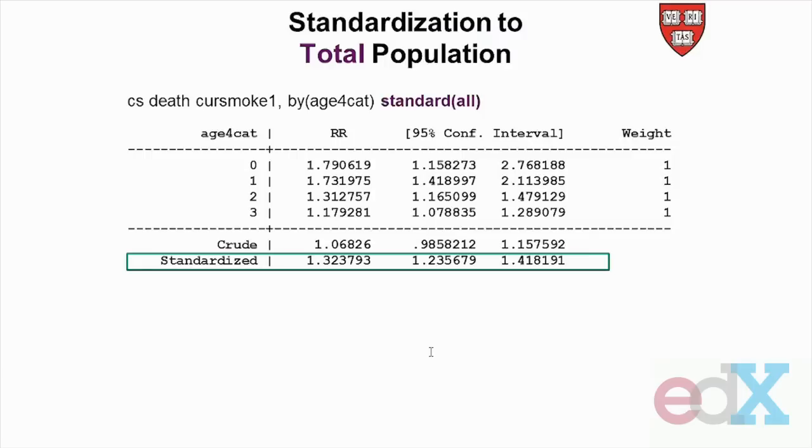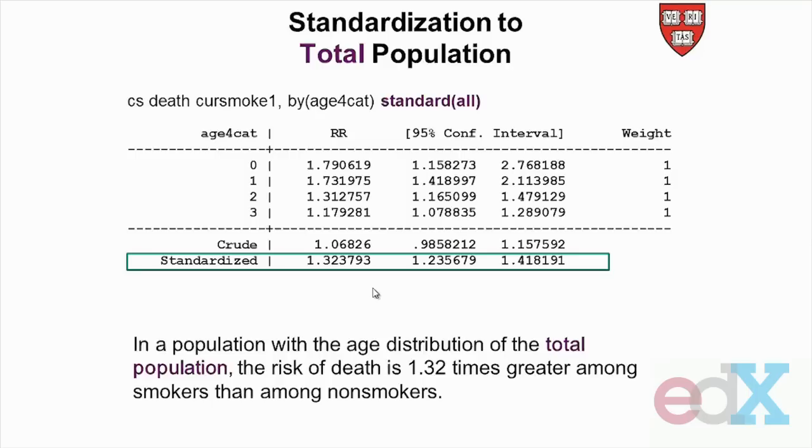Now what you can see here is that all people of all ages were weighted equally. Everybody got assigned a 1. And our crude estimate was the same as always, 1.07. But when we standardize to the total population, our point estimate is now 1.32. And the way we interpret that is that we say in a population with the age distribution of the total population, the risk of death is 1.32 times greater among smokers than among non-smokers.